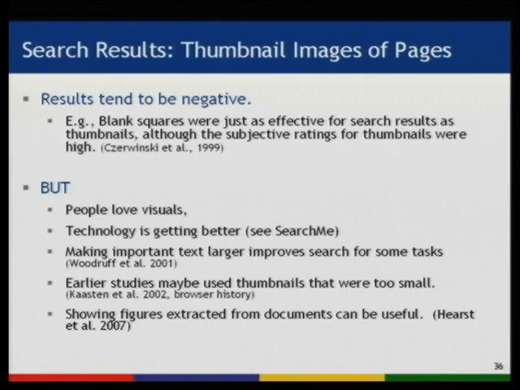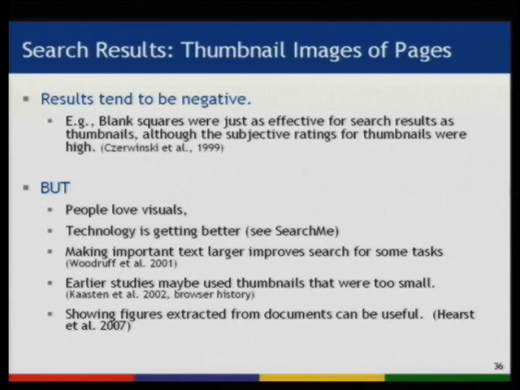So first of all, people love visualness. They like seeing images. The technology is getting better, and I have a screenshot of SearchMe in a second. Then people have found, well, if you make important text larger, that makes the thumbnail more useful. But the most important thing that I came across recently that was changing my mind was that earlier studies may be using thumbnails that are too small. And so people were looking at the colors. They weren't really using all of the relevant cues. And so I think the jury's still out on thumbnails.